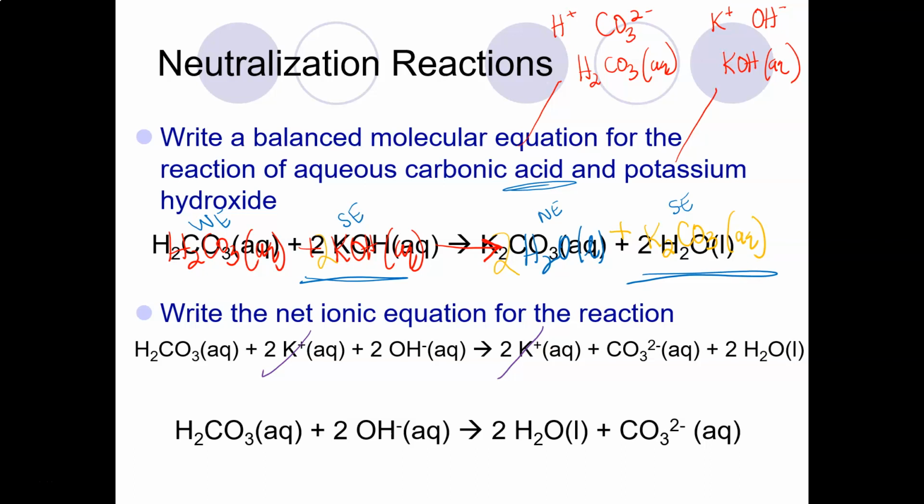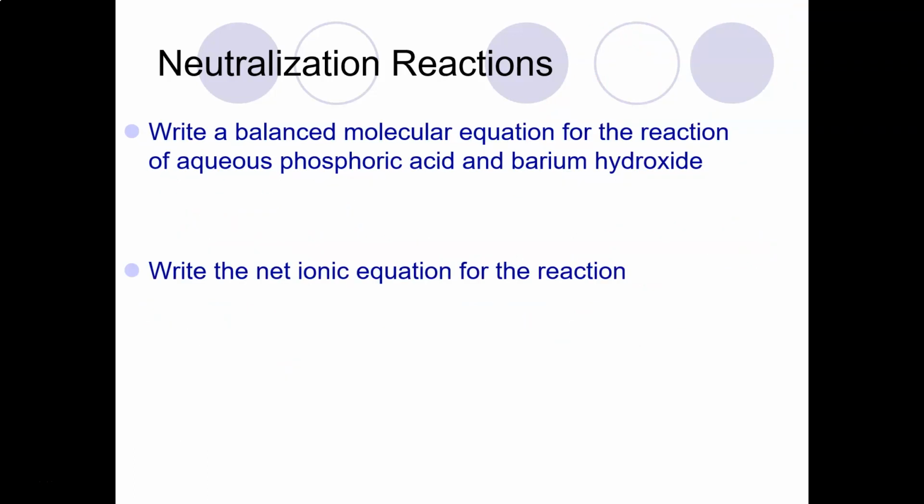What I want is for you to practice this next one. I went all the way to full evil mode where I gave you the name and you have to come up with the formula for the two reactants, and then I want you to predict the products. Use your solubility rules to figure out the ions, balance it, and let's start there. So hit pause. I want you to write the balanced molecular equation for this. When you're done, go ahead and hit play and we'll go through it together.